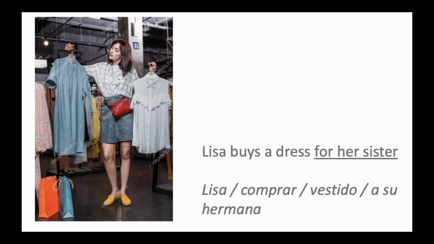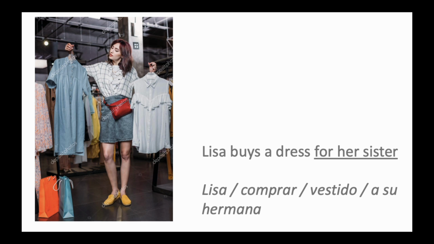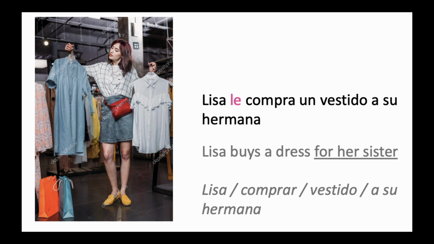For this next activity, go ahead and take a look at the picture. Lisa buys a dress for her sister. I gave you the key words. Go ahead and put together a sentence for that. Pause the video if you need to, and then come back. What I would suggest is first write out the sentence. Lisa buys a dress. And then figure out to whom or for whom. That will give you the information you need to select the indirect object pronoun, and then just place it before the verb. Lisa le compra un vestido a su hermana.